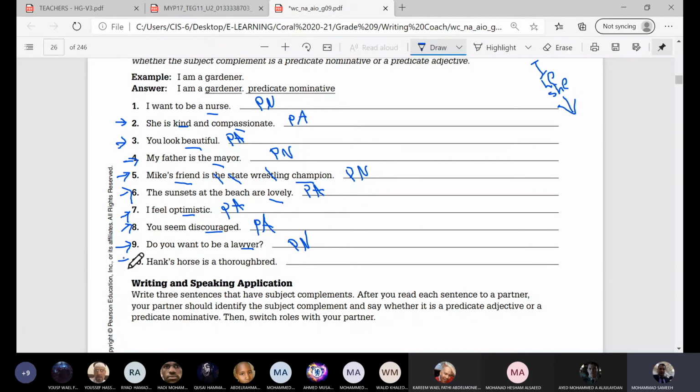Okay, last one, Muhammad. Hank's horse is a thoroughbred. It's a thoroughbred and it's a predicate adjective. Nominative. There's an article 'a' here. So, an article comes before nouns, Muhammad. Okay? Okay. Thank you so much, guys.